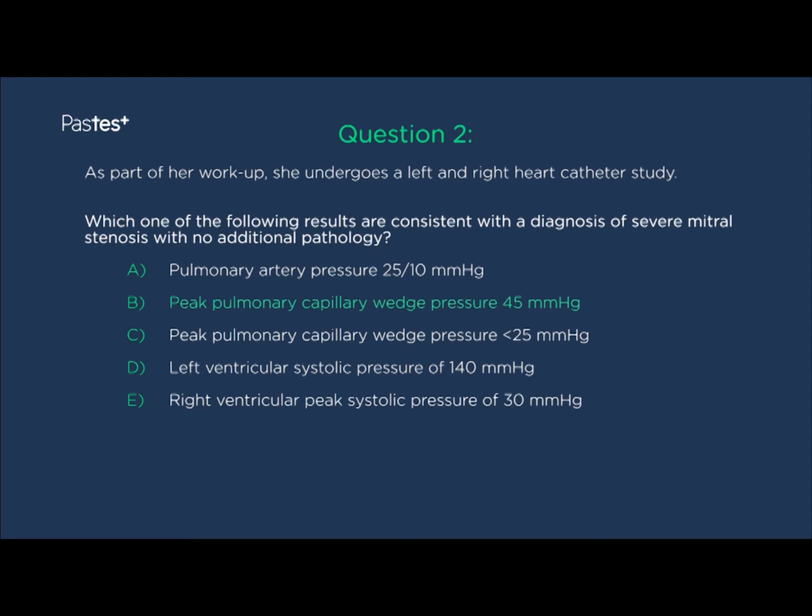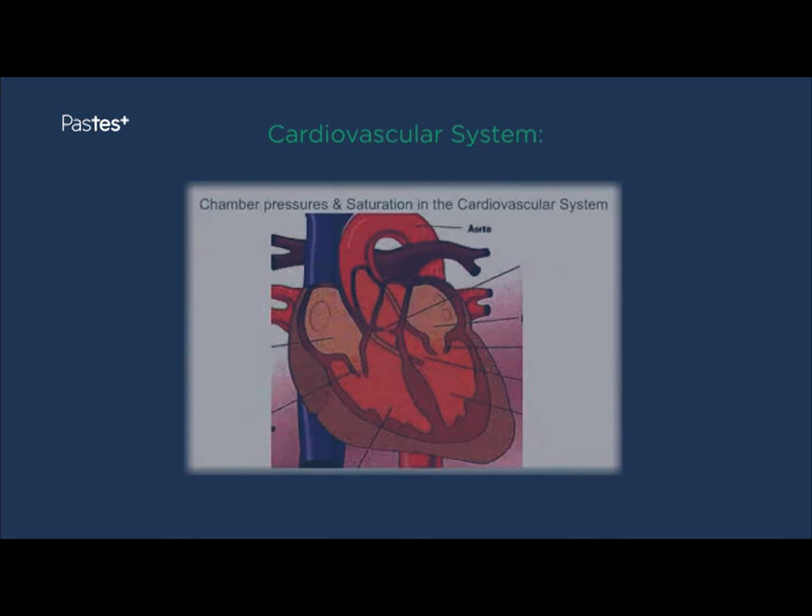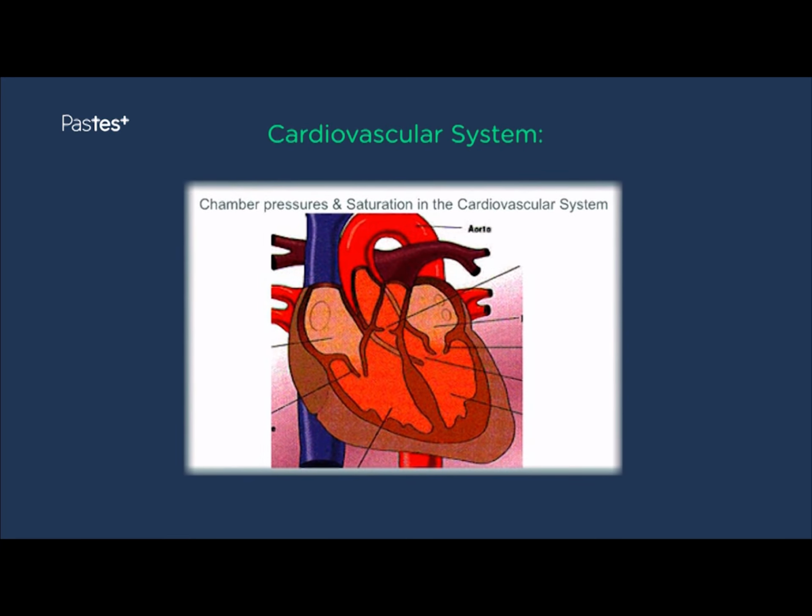If you went for answer B, peak pulmonary capillary wedge pressure of 45 millimeters of mercury, you're absolutely correct. So we're now going to look at what are normal chamber pressures and saturations in a healthy cardiovascular system, which of course is important prior to looking at the disease state.